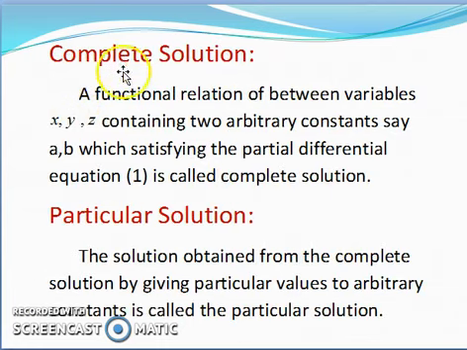Now, what is meant by complete solution of a partial differential equation? A functional relation between variables x, y and z containing two arbitrary constants, say a and b, which satisfy the partial differential equation given in equation 1 is called complete solution of that partial differential equation. Now, what is meant by particular solution? The solution which is obtained from the complete solution by giving particular values to arbitrary constants is called the particular solution.